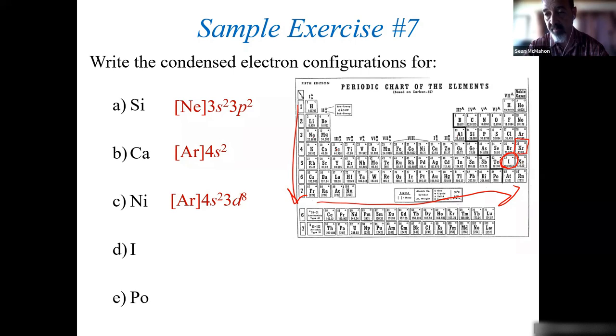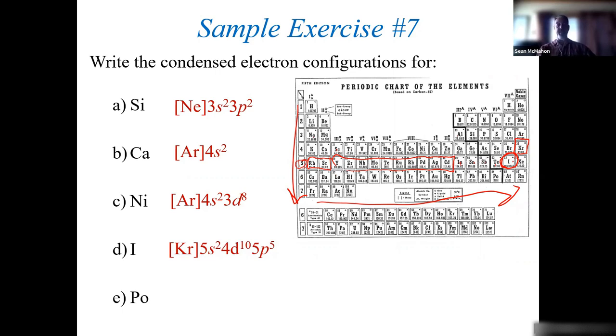So I could put krypton in brackets, and then I would write, this is the fifth energy level, 5s2, 4d10, and then 5p, sorry, 5p, 1, 2, 3, 4, 5. All right.